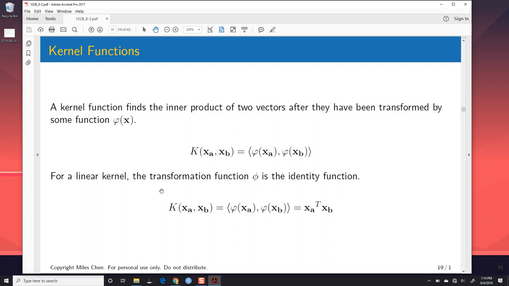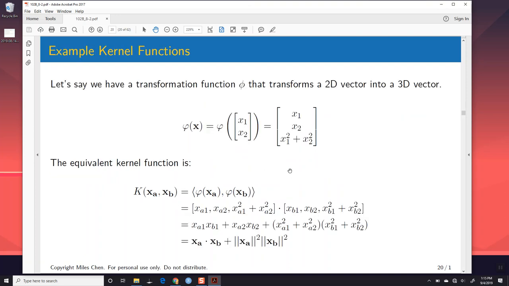For the linear kernel, phi is the identity function. So it doesn't do anything, and the inner product just ends up being this inner product here. But we've had other things, and we saw this phi transformation where putting a two-dimensional object into phi resulted in a three-dimensional object, okay? And if I took the inner product of this applied to point A and point B, it would look like this: xa1, xa2, and then xa1 squared plus xa2 squared, and xb1 and xb2, and so on.